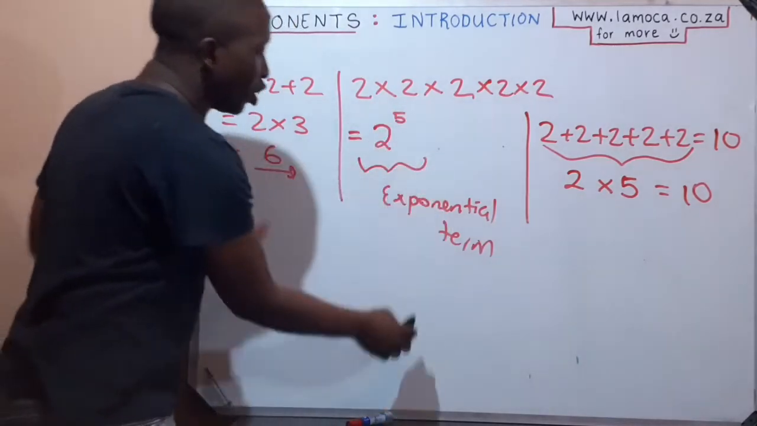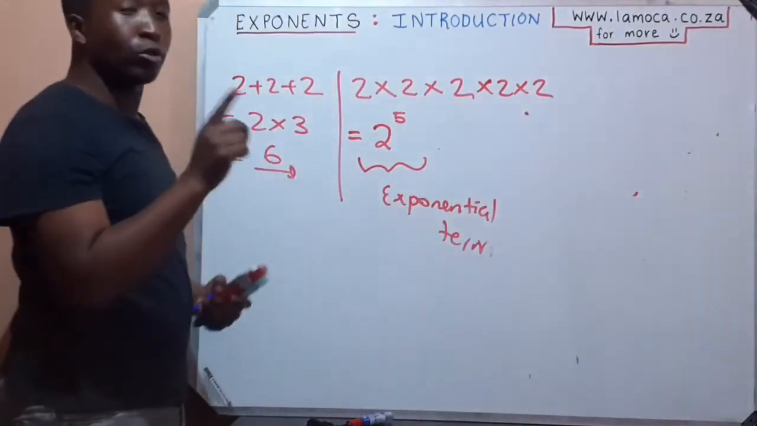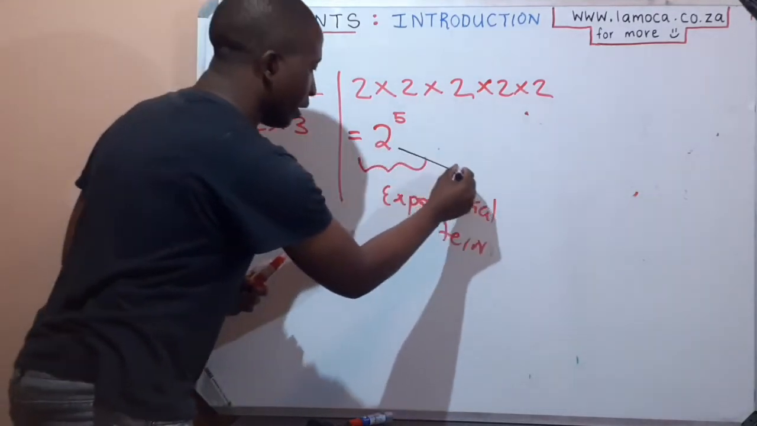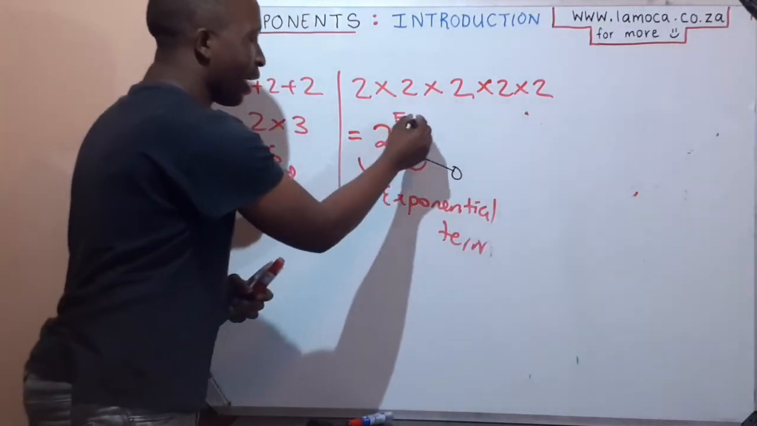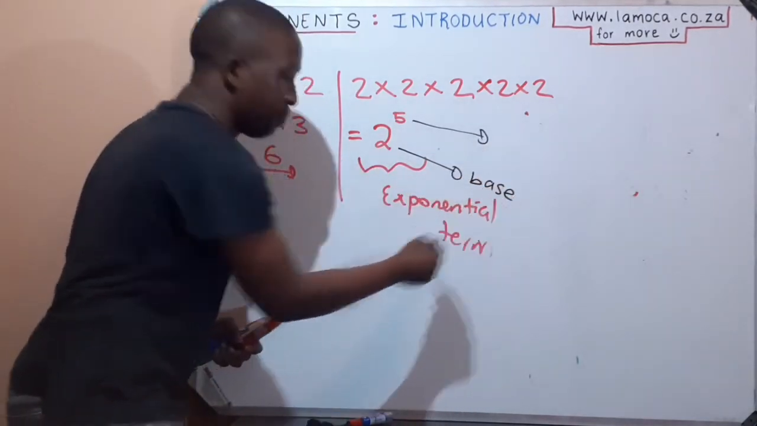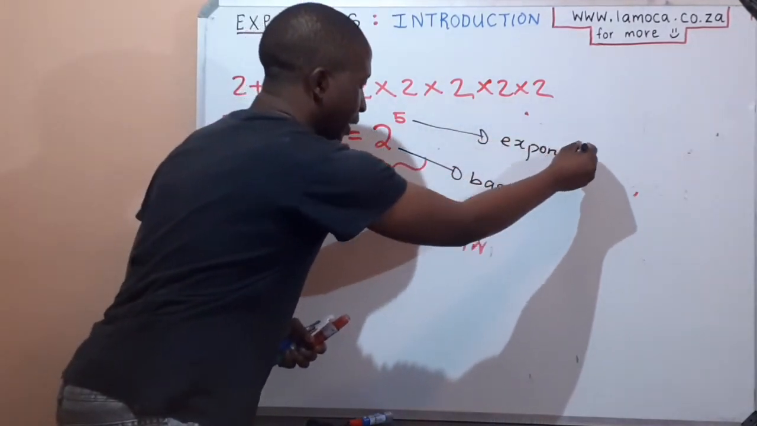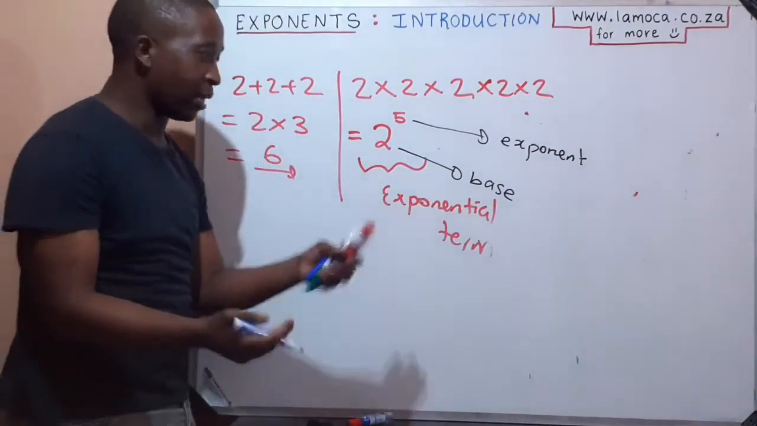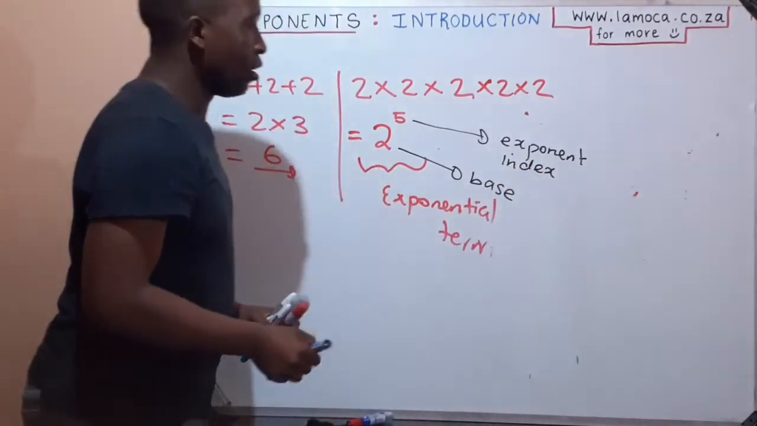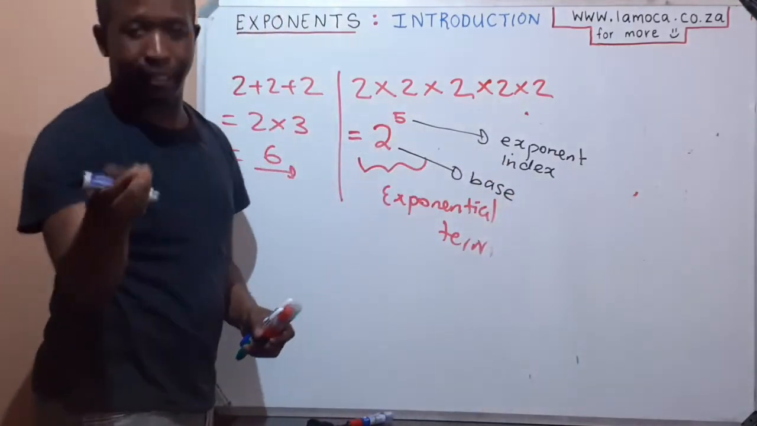Now, when you're looking at an exponential term, like this one that you're currently looking at, which is 2 to the power 5, there are 3 things that I want to draw your attention to. For example, this number here has got a special label. Even this one on top here also has a special label. This is what we call the base of the exponential term. And the number on top is what we call the exponent in this particular term. Now, an exponent has a synonym. And the synonym of exponent is what we call an index. In plural terms, exponent, exponents. Index, indices. Please keep that in mind.